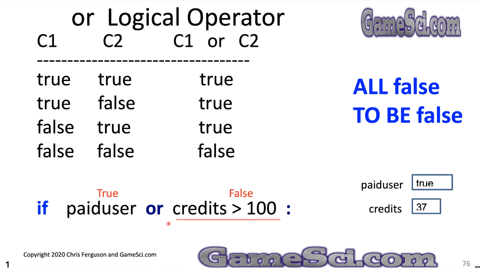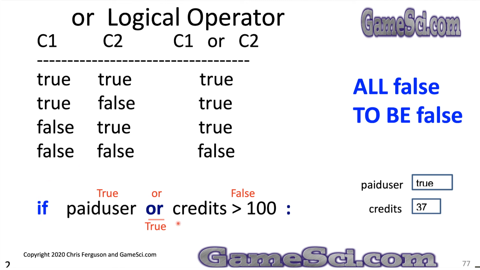But this is the OR logical operator. That means only one side has to be true for the result to be true. So a true value or a false value evaluates to true. If you look up here at the table, true is the first input, false is the second input, results in a true output. So the overall value of this if statement is true.